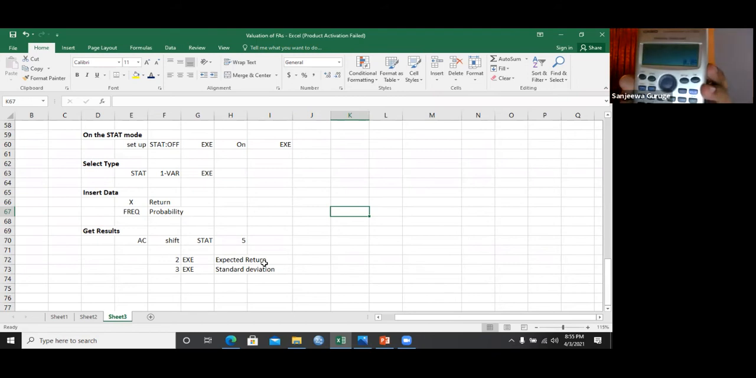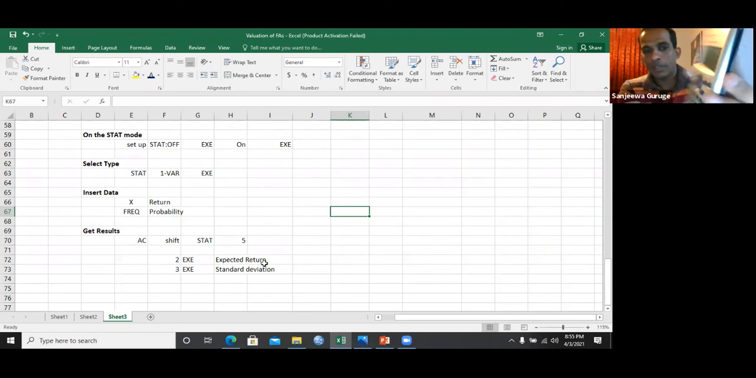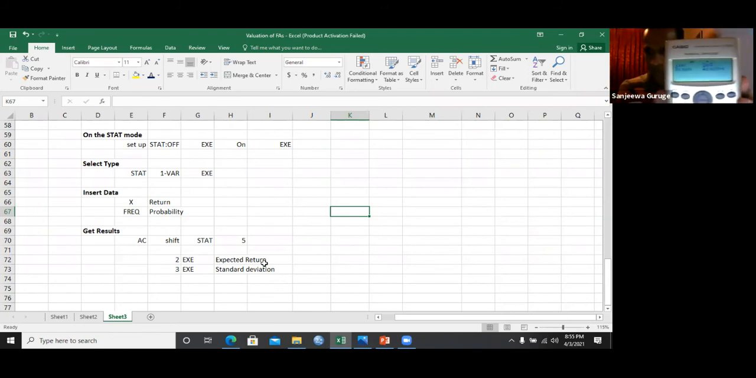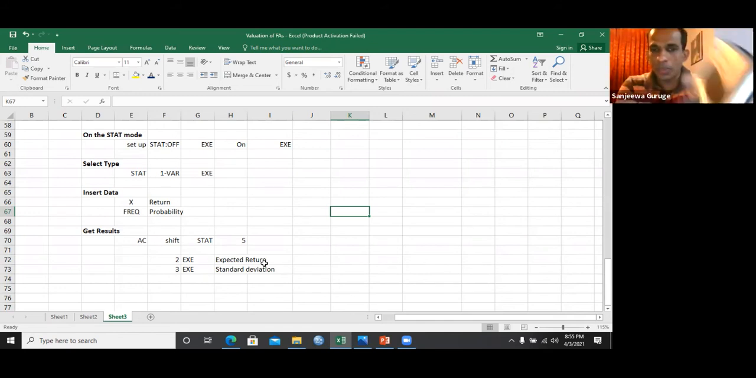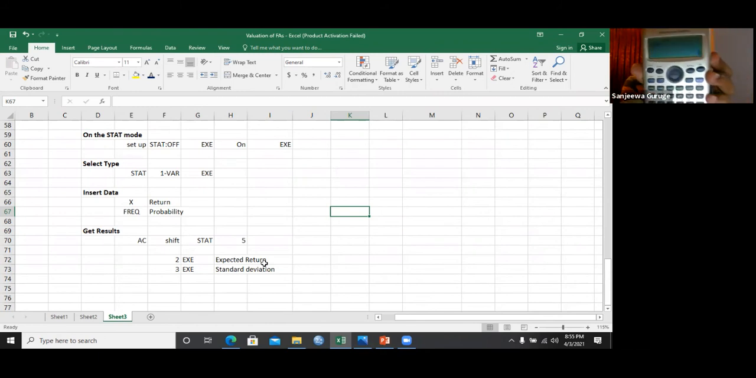Then in order to get the standard deviation, again you have to press AC, then shift stat 5. You get the same screen. To get the standard deviation, you need to press 3 and then exe. You get the standard deviation, that is 0.0838. That means 8.38%.